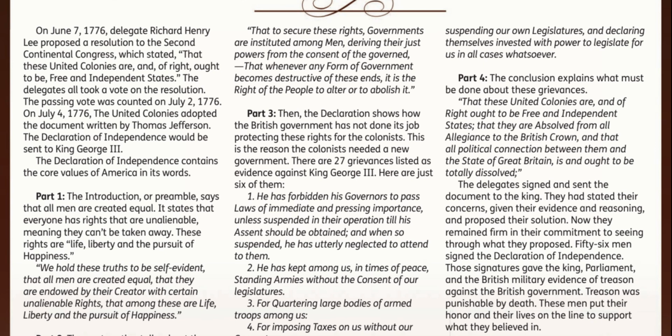On July 4, 1776, the United Colonies adopted the document written by Thomas Jefferson. The Declaration of Independence would be sent to King George III. The Declaration of Independence contains the core values of America in its words.